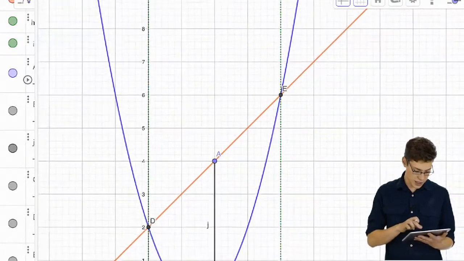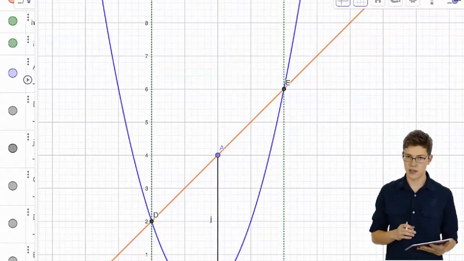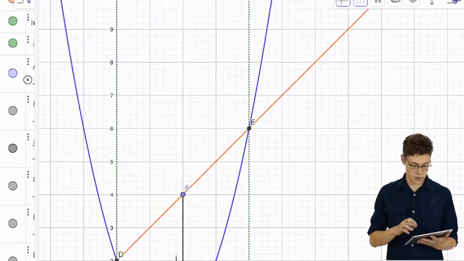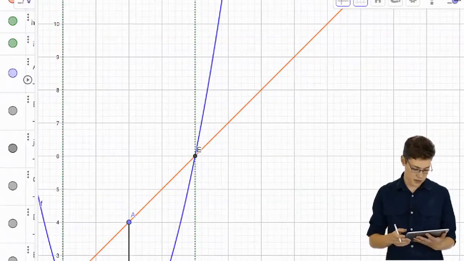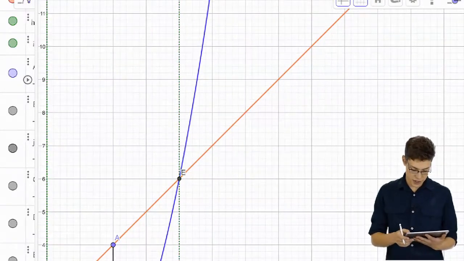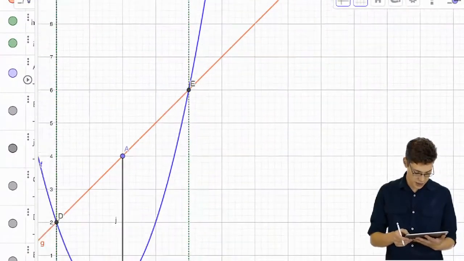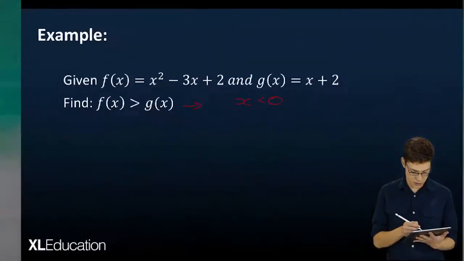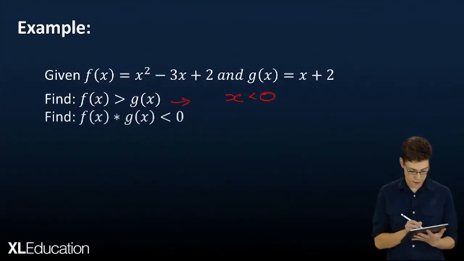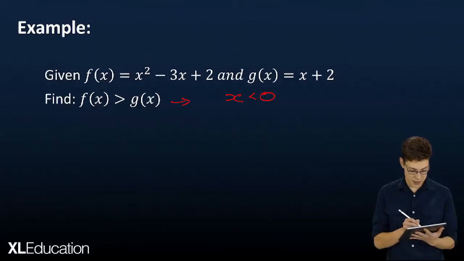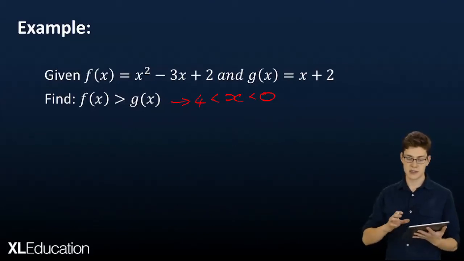See, between D and E the parabola is below the straight line. So that's not what we're looking for. We're looking for where the parabola is higher than the straight line. So that means that from point E, which happens at x equal to 4, so x is greater than 4 and less than 0, that gives us our bracket.